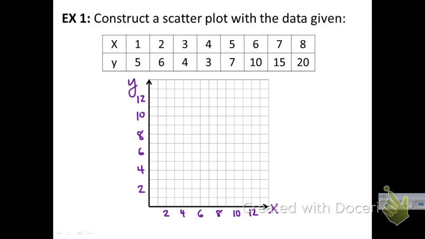Our other axis is our y-axis, and again I'll go by 2s. So we graph the first one over 1 up 5, over 2 up 6, over 3 up 4, over 4 up 3, over 5 up 7, over 6 up 10, over 7 up 15, and we're off the graph, so over 8 up 20 will be off the graph as well. So here's an example of just how to construct a scatter plot.